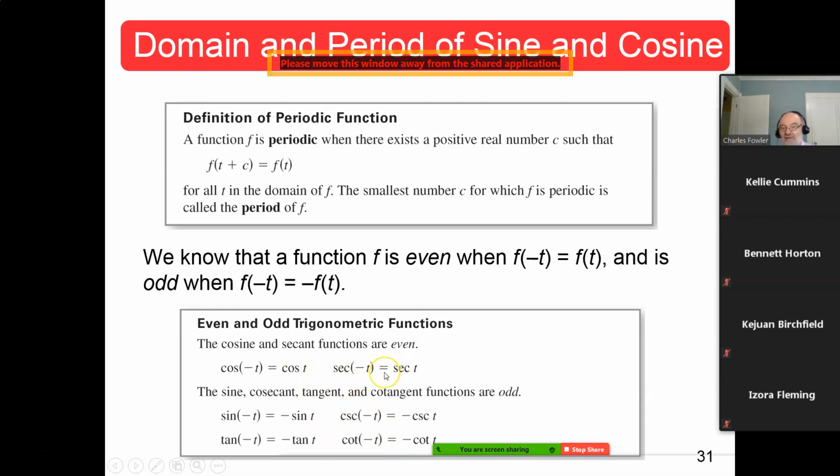Secant and cosine are both even functions, the only two even trig functions. See, with trig functions, you don't have a neither most of the time. Okay, if you have it translated or something like that, yeah, that could become a neither.